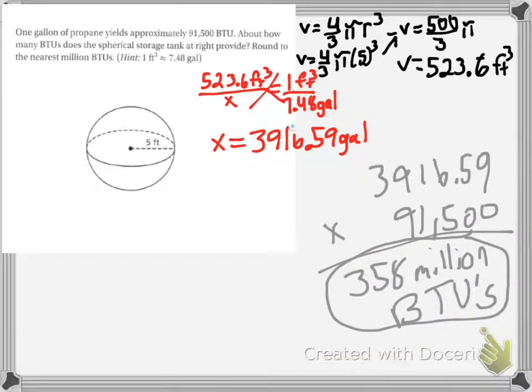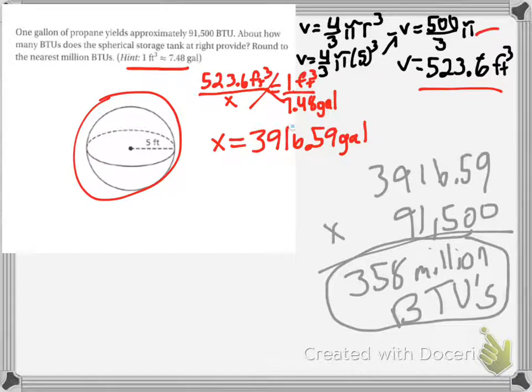On the last one, first thing I do is I find the volume of my sphere, and I get 500 over 3 pi, or approximately 523.6 feet cubed. I got to convert that to gallons, and we know that 1 foot cubed is approximately 7.48 gallons. So I set it up, 523.6 feet cubed over x equals 1 foot cubed over 7.48 gallons.